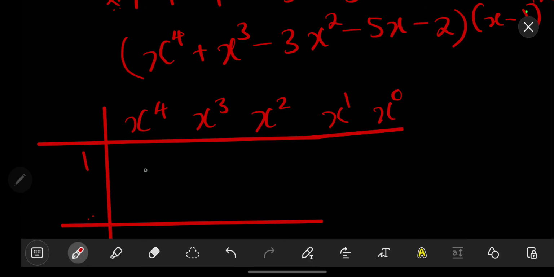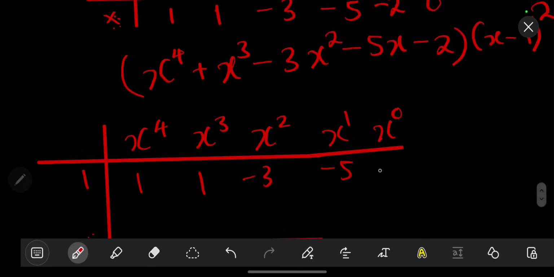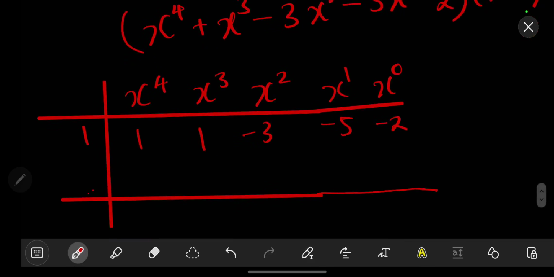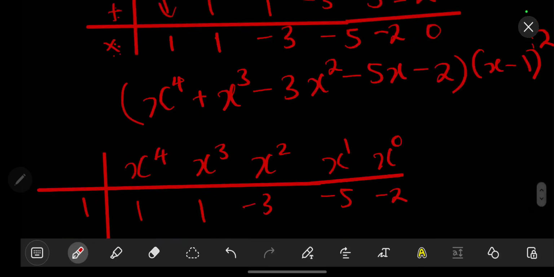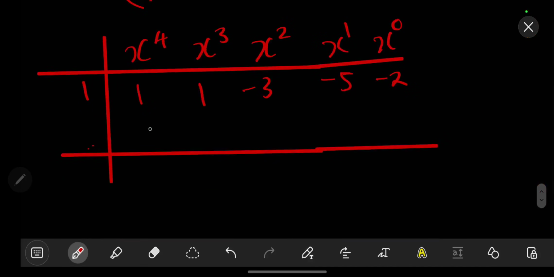So we are going to have something like this. Here the coefficient is 1, so we write 1. Here the coefficient is 1, we write 1. We have negative 3, we have negative 5, we have negative 2, like that. Then remember, a factor, when you replace it, gives a 0 at the end. If it gives a 0, it means it's a factor. So we are going to drop 1 like that.